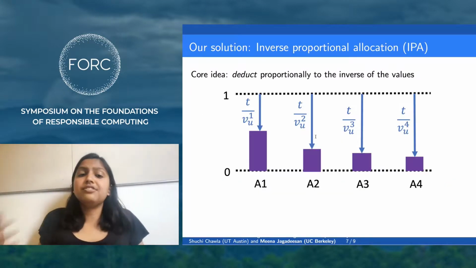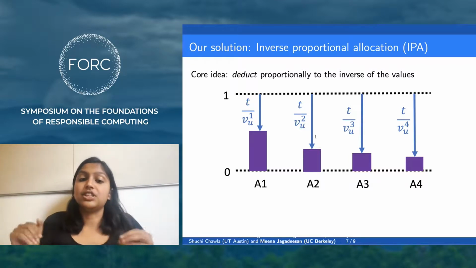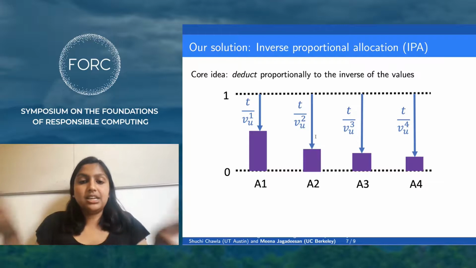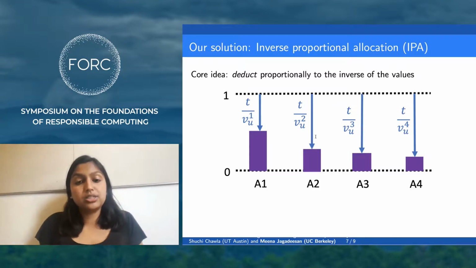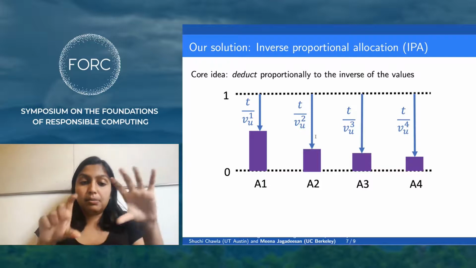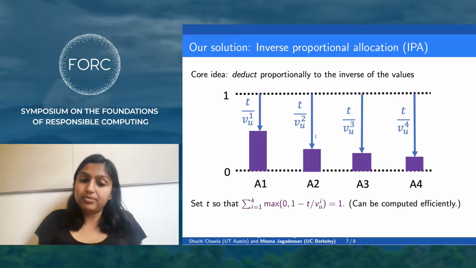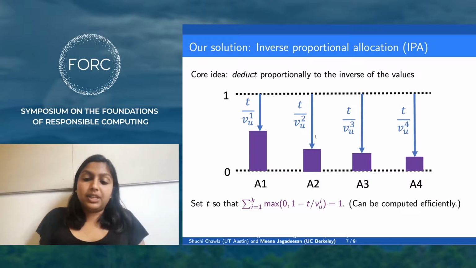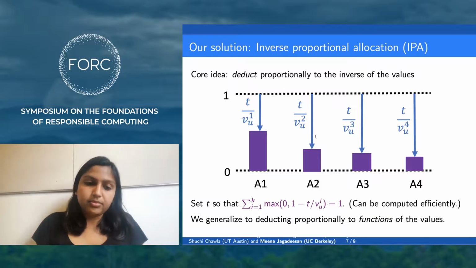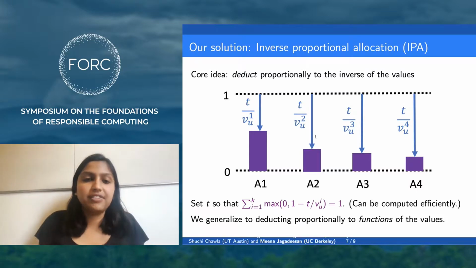Our solution is inverse proportional allocation. The core idea is to deduct proportionally to the inverse of the values. We start by allocating an ad slot to all of the advertisers, then we deduct proportionally to the inverse of the values according to the blue arrows until the purple rectangles, which represent the allocation, sum to 1. In our paper, we show that this process can be implemented efficiently. We also generalize to deducting proportionally to different functions of the values.